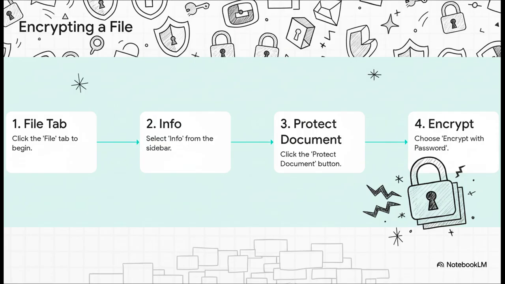For example, in programs like Microsoft Word, you can actually encrypt a document in just a few clicks. You just go to File, then Info, click Protect Document, and you can add a password. Just like that, your file is scrambled and totally unreadable to anyone who doesn't have the key.